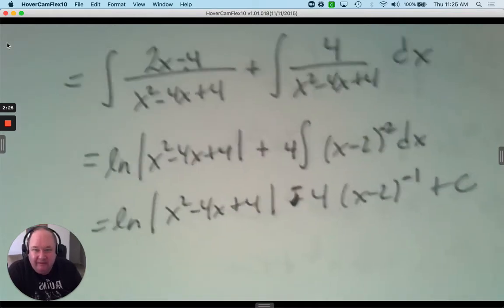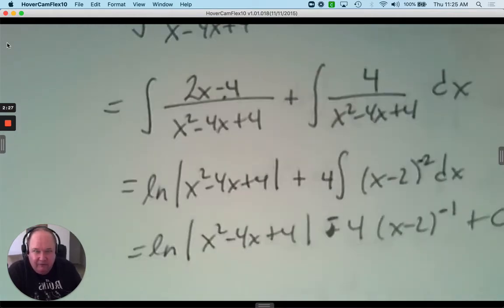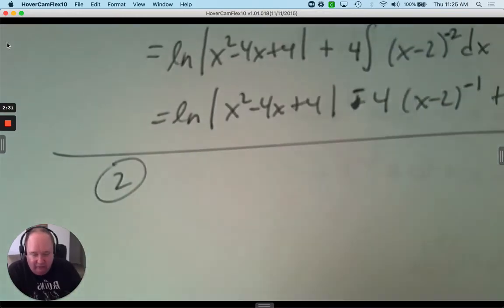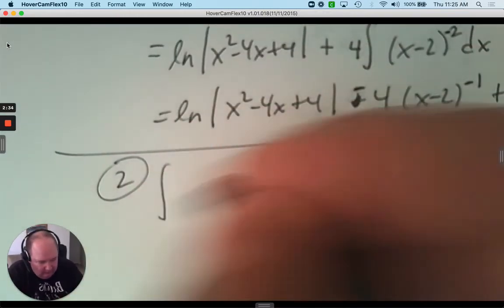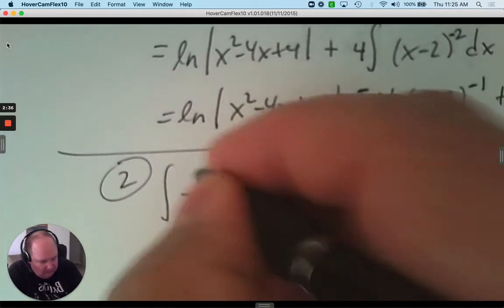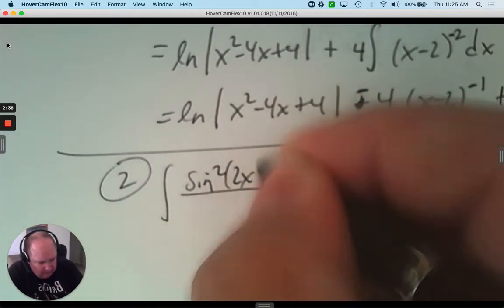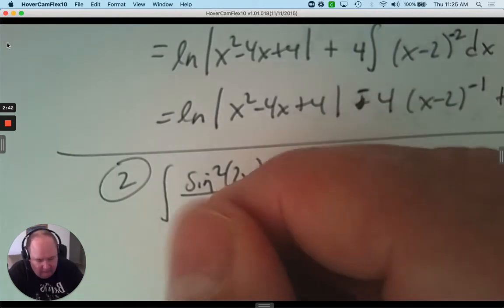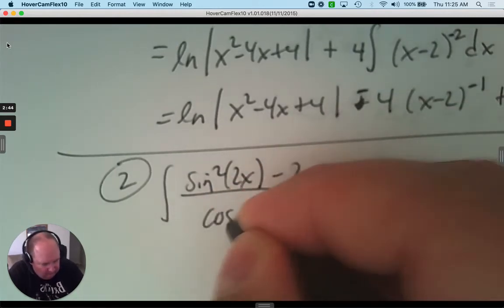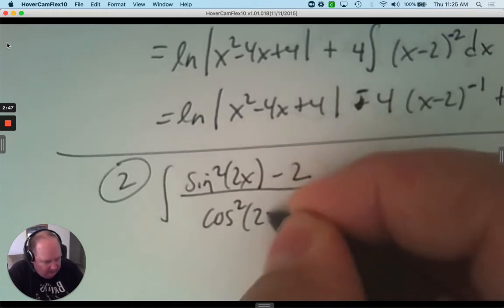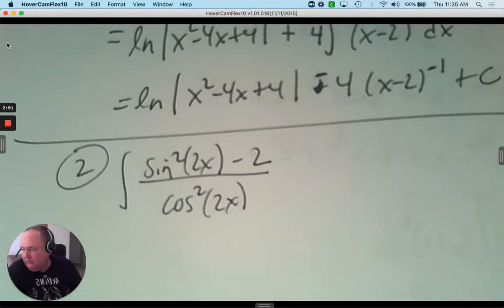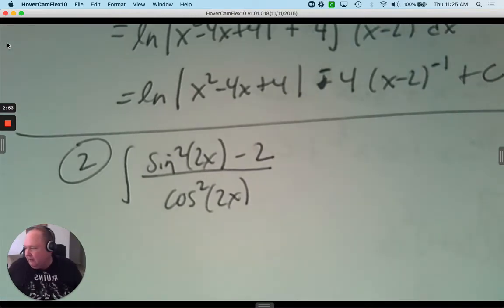If you can see the technique, it's not impossible to do. It's just being able to see it when it's there and then have confidence to go through with it. All right, we're integrating sine squared 2x subtract 2 cosine squared 2x. Now the hint is to separate this. Now, how is separating this going to help me in what direction I can go?